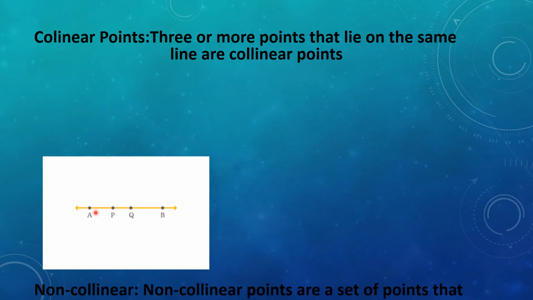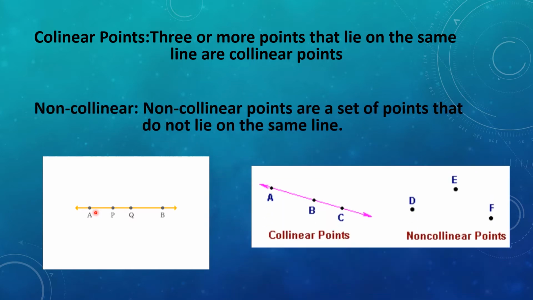Now, what are non-collinear points? Non-collinear points means a set of points that does not lie on the same line. Here you can see that D, E, F lie in a way that I cannot join them in a straight line. So these points are known as non-collinear points.